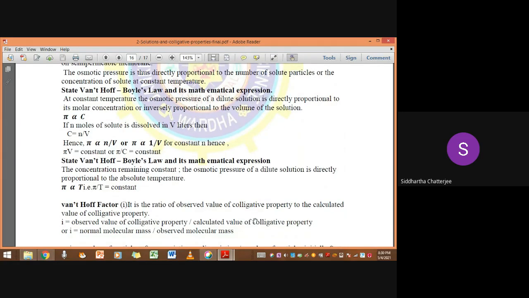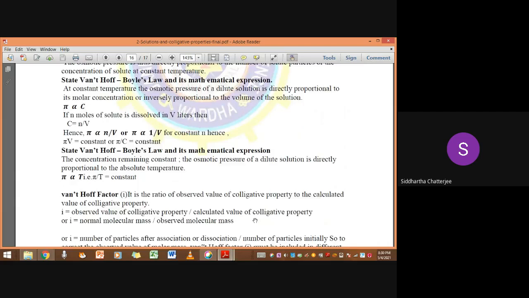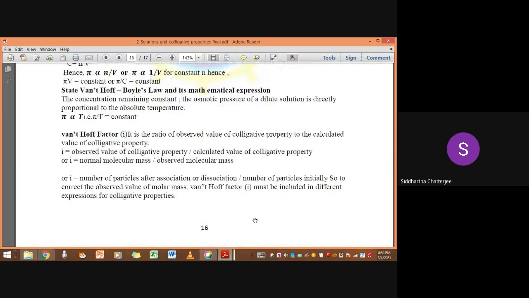And the van't Hoff factor we have already explained: i equals the observed value of the colligative property divided by the calculated value of the colligative property. Then you can say i equals the normal molecular mass by the observed molecular mass. It is just opposite, because the van't Hoff factor is directly proportional to the colligative property, but the van't Hoff factor is inversely proportional to the observed molecular mass.